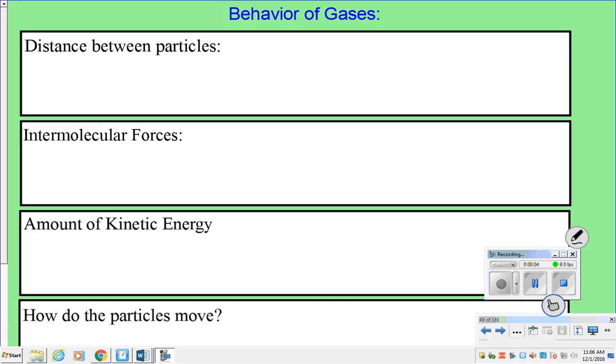Today we're going to talk about behavior of gases. We're going to talk about how we describe gases, what we expect them to do, and something we call the gas laws.